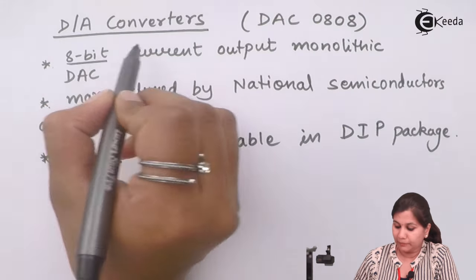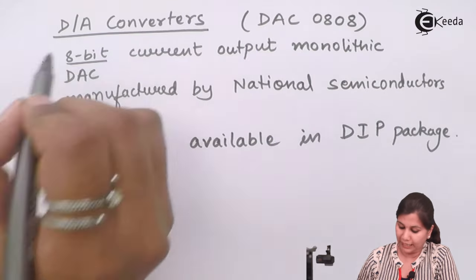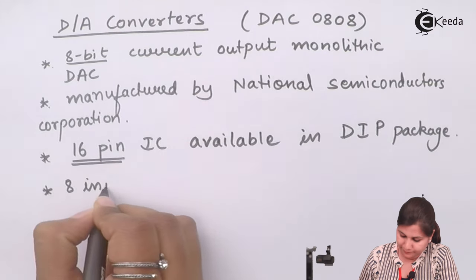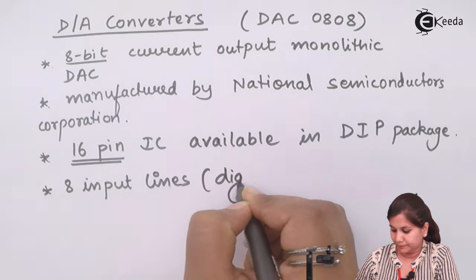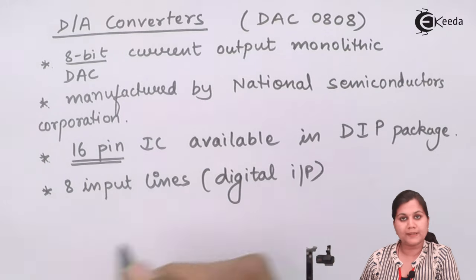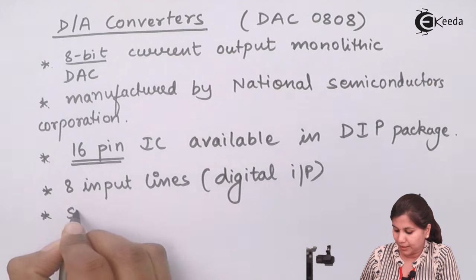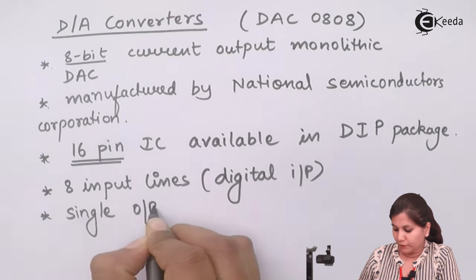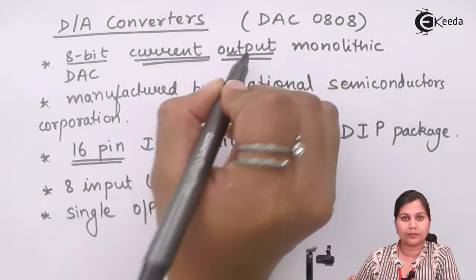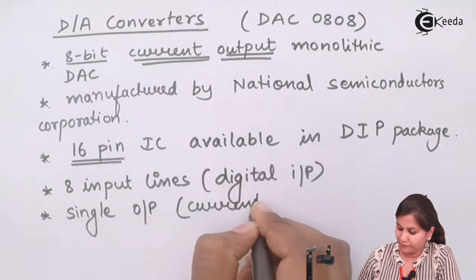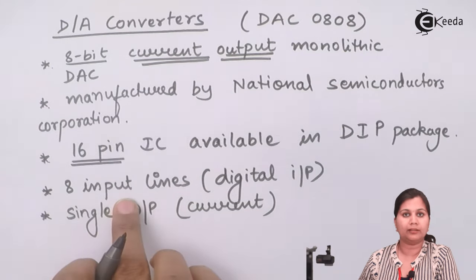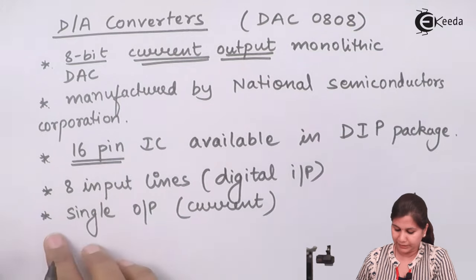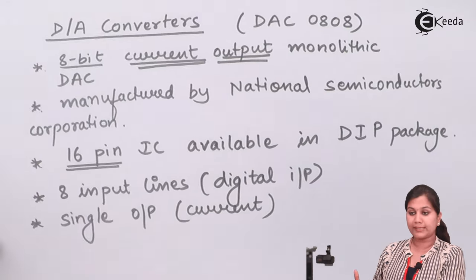As I've said here, it is an 8-bit current output monolithic DAC, so it will have 8 input lines, which is the digital input. Okay, so 8-bit digital input is there. And there is a single output which is in the form of current. So there will be an analog output signal which will be a current signal. So this is a 16-pin IC. First of all, let's see the pin diagram or pin configuration of this DAC.